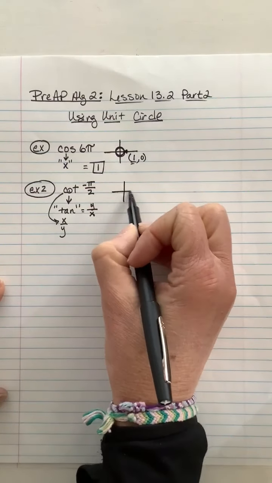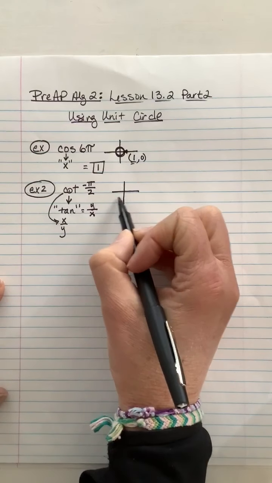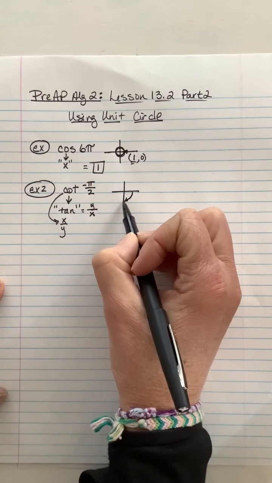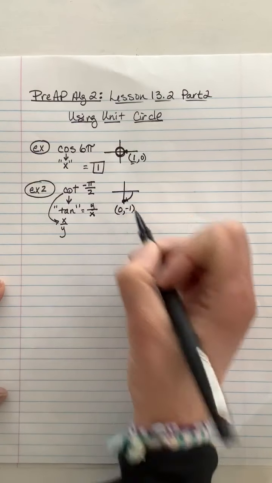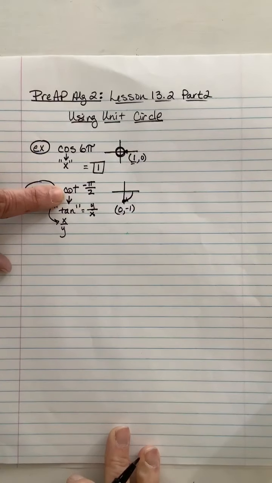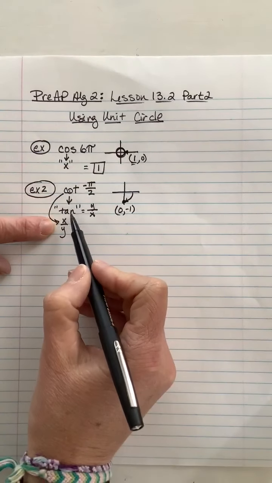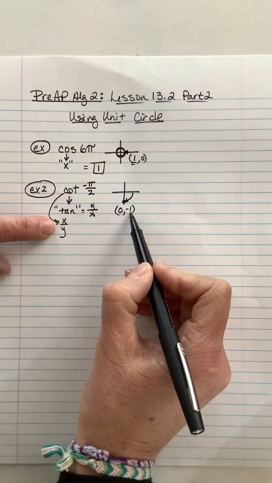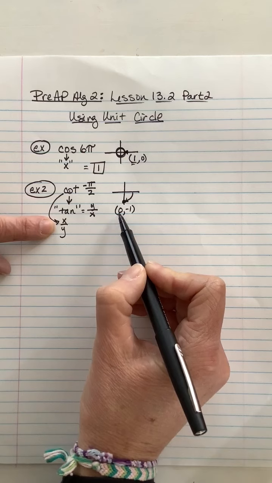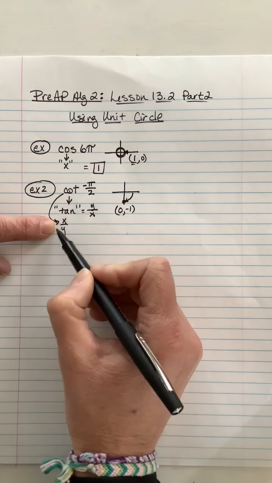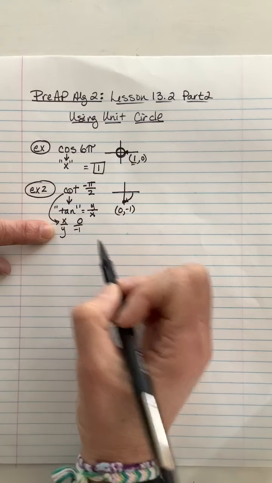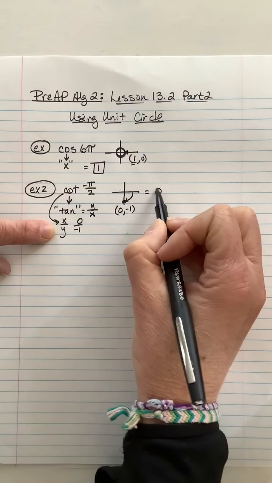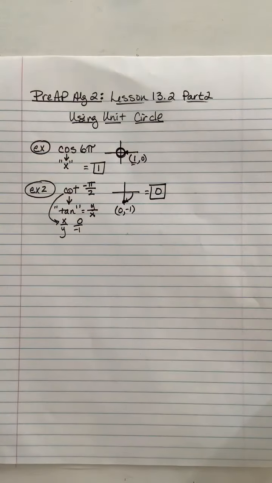Now I have to identify where is negative pi over 2. Well, that's half a pi, so I'm going to go backwards. Here's my value. So I'm looking for (0, -1). I've already kind of gone through my thinking. So tangent would be negative 1 divided by 0, which would be undefined. Cotangent, however, is going to be 0 divided by negative 1. So cotangent of negative pi over 2 is 0.